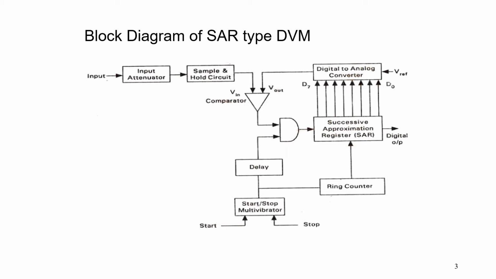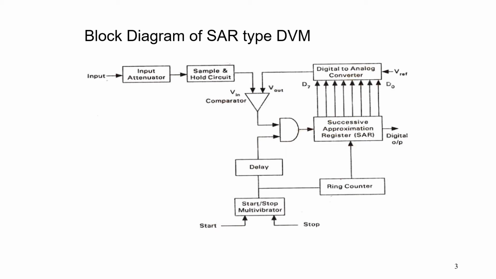The disadvantage of the ramp type voltmeter is that large errors are possible when noise is superimposed on the input signal. So input filters are required for reduction of noise. So that is the basic principle on which a ramp voltmeter works. Now let us see the block diagram of the successive approximation type digital voltmeter.